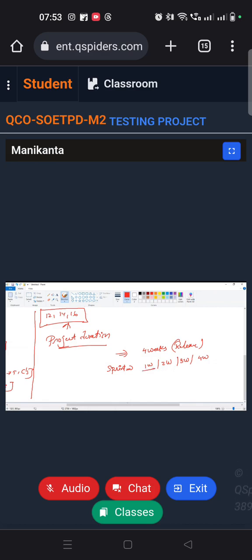Understood? If I am taking 1 week, how many sprints per release? Four. If I am taking 2 weeks, how many? Two. If I am taking 4 weeks, how many? One. If I am taking three, how many sprints per release? Again, two. How, sir? One sprint will be 3 weeks, one sprint will be 1 week. There is no rule that all sprint durations should be equal.